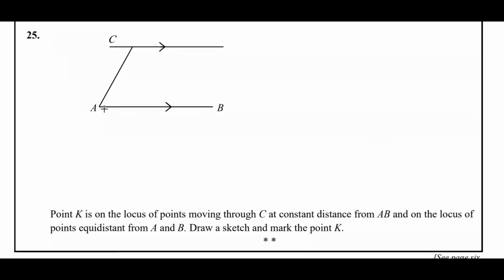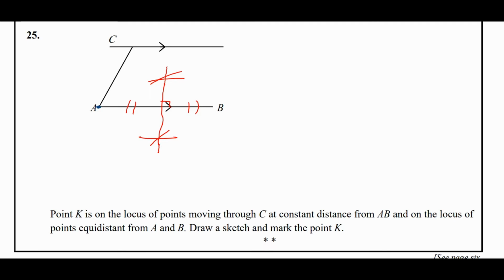Equidistant from A and B means the perpendicular bisector of the line AB. You know how to draw a perpendicular bisector line. This should be done using a compass. This will be the perpendicular bisector line of AB. That means these two are equal. All the 25 short answer questions are done.